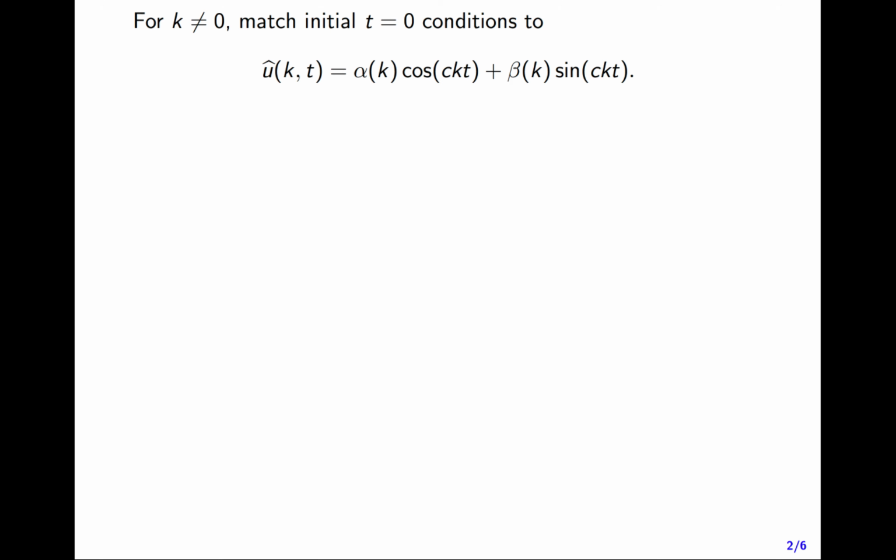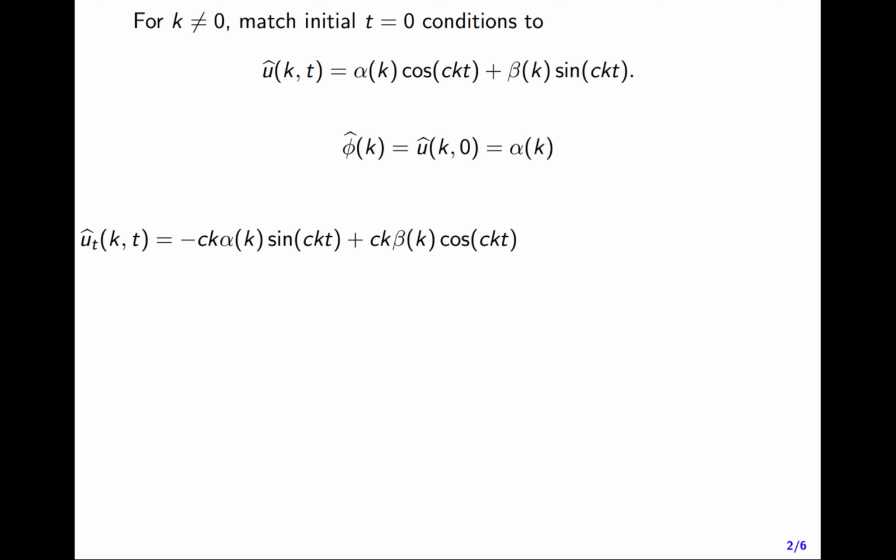Now let's figure out what these constants have to be. If we have k not equal to 0, let's look at the initial conditions from t equals 0. What do we have? We had phi hat(k) equals u hat(k,0). Well, from this formula from differential equations theory, what is u hat(k,0)? This is just going to be alpha(k), because if I plug in t equals 0 to the formula at the top of the screen, the cosine becomes 1 and the sine becomes 0. So this tells me immediately what alpha(k) has to be. It's phi hat(k).